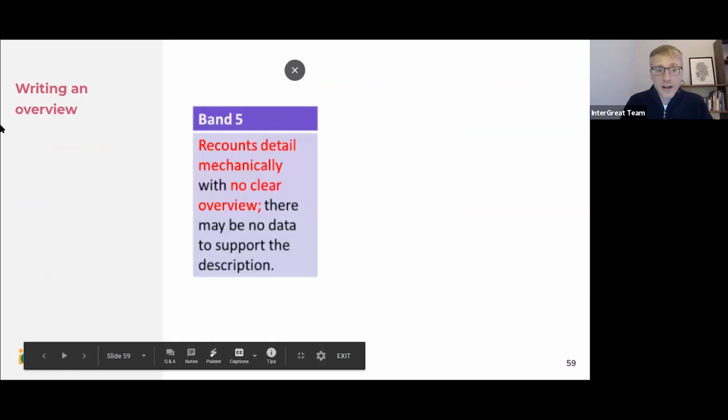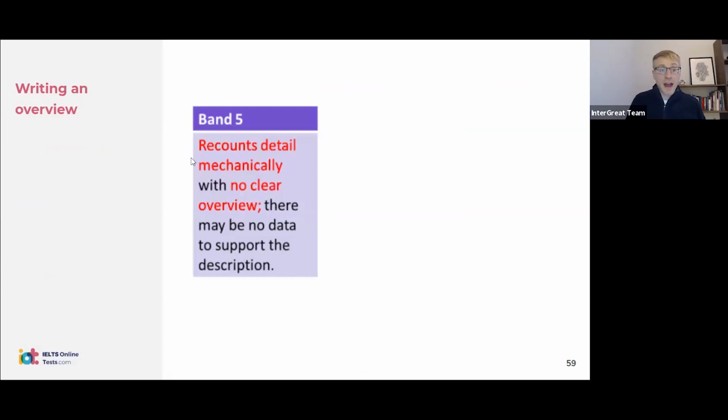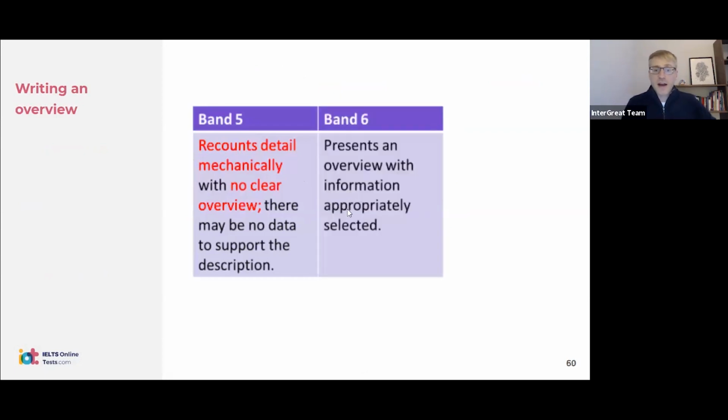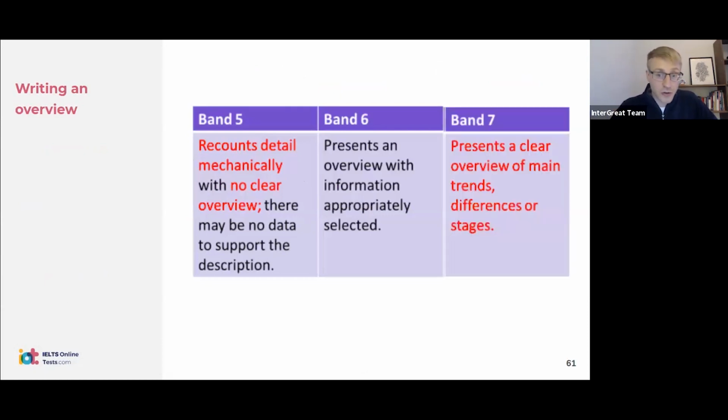Okay. Right, guys, we're going to move on to look at the overview now. So main thing here, the overview is really important, right? If you just describe the detail with no overview, you can only get a band 5 for task achievement. If you have an overview, you can get a band 6. And if you have a good overview, you can get a band 7, right? So the overview really is key here to getting a high band score.